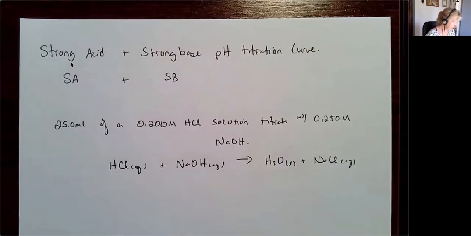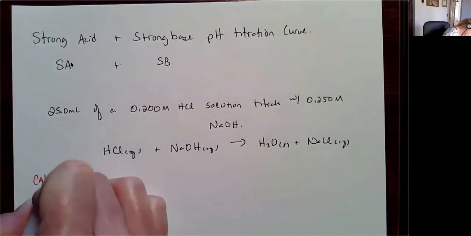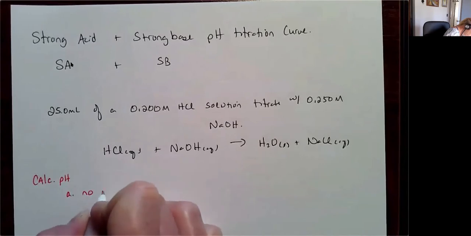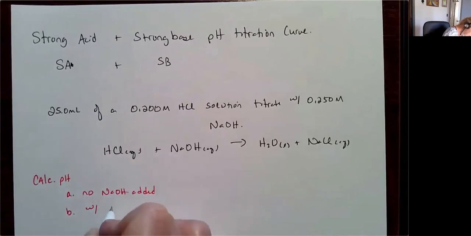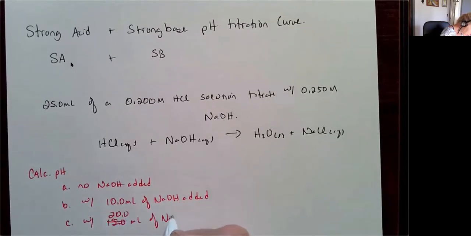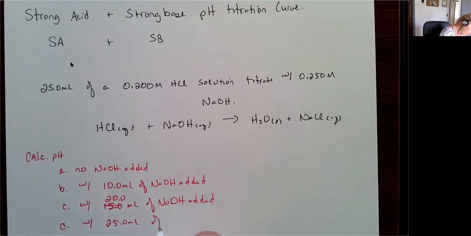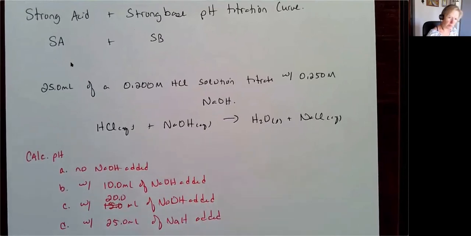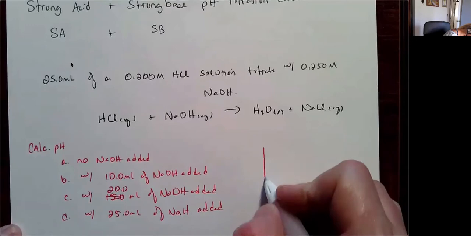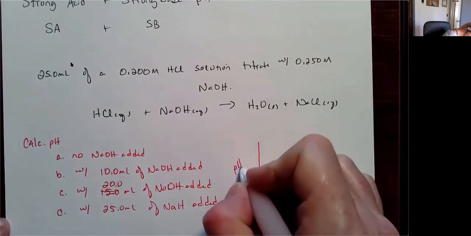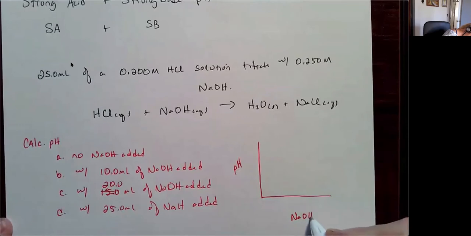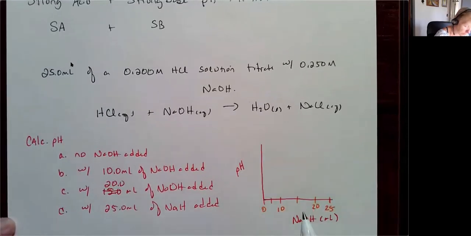So I want to calculate my pH initially, and I want to calculate my pH at a couple of points. Calculate the pH with no NaOH added, with 10 milliliters of NaOH added, with 20 milliliters of NaOH added. And then my last one will be with 25 milliliters of NaOH added. So I'm going to calculate my pH here. It's going to be helpful to know where I am on my titration curve. So I'm adding in NaOH here, and this is going to be in milliliters. So I want to know my pH at 0, my pH at 10, my pH at 20, and my pH at 25.